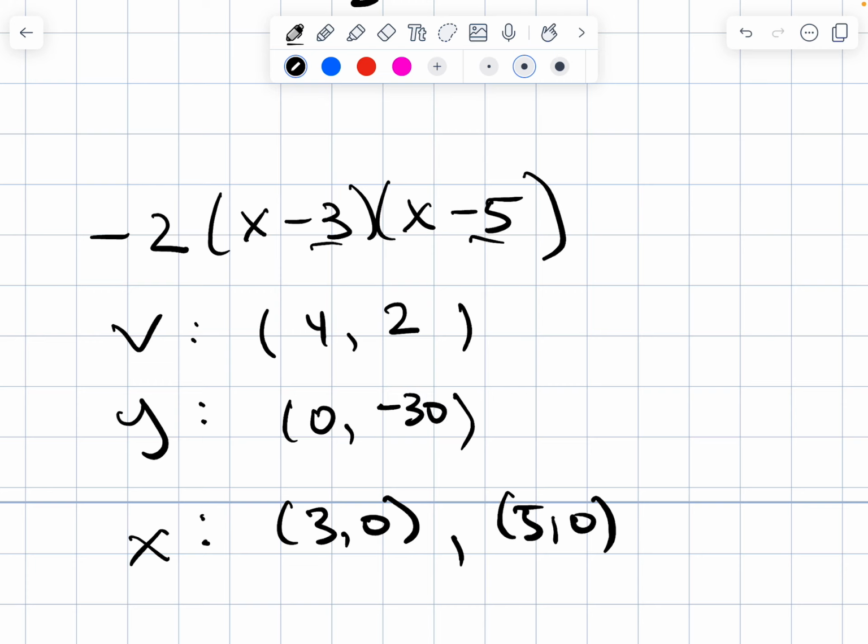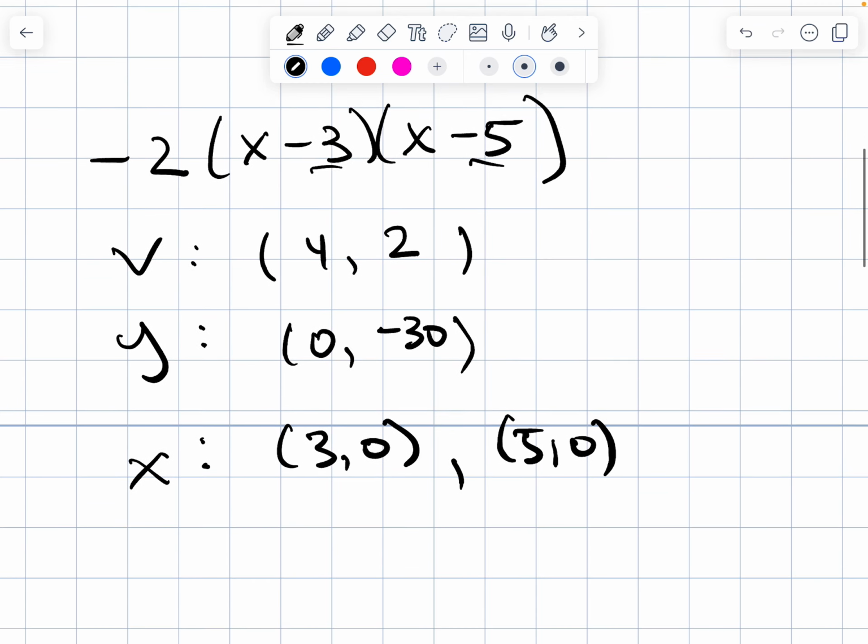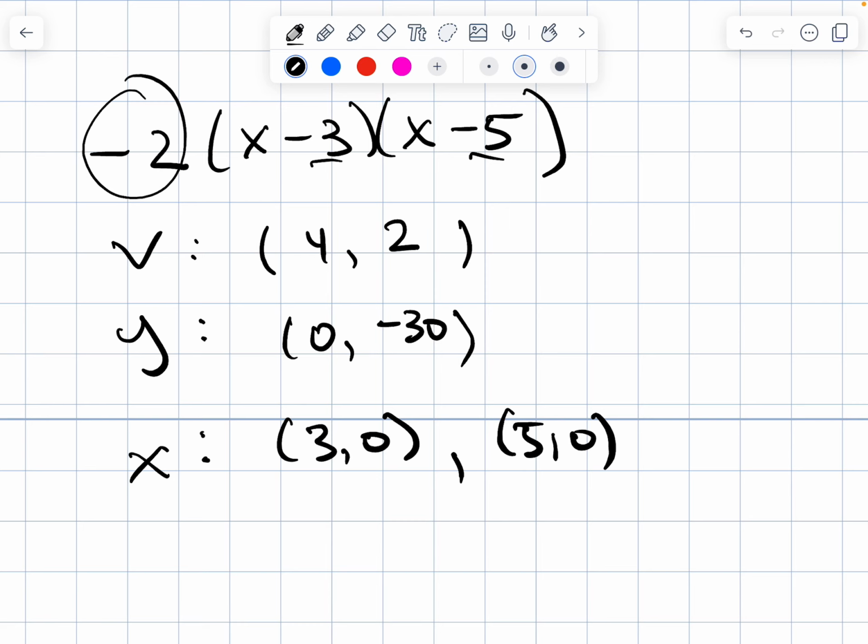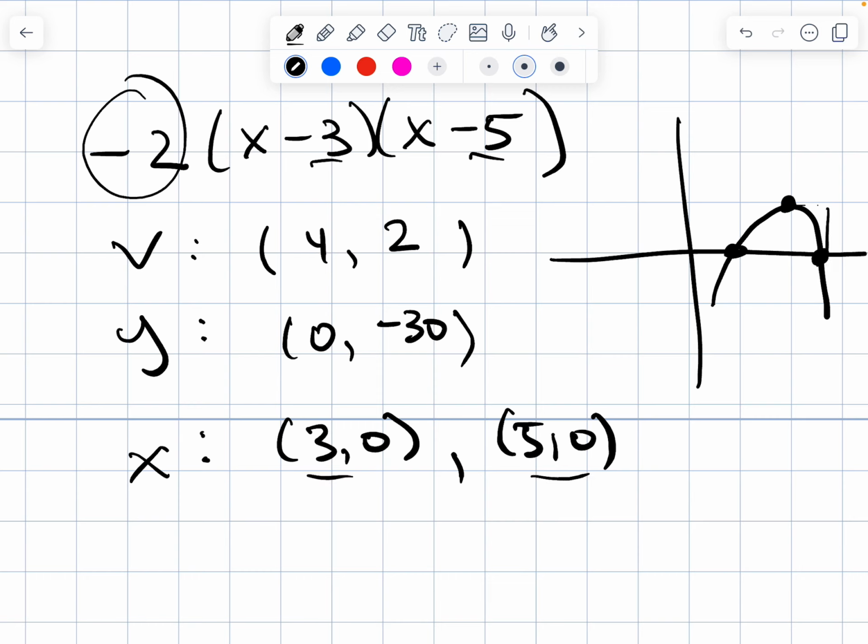And then you graph it. When you graph it, you always start with the vertex. And here, I've got that -2. So if I graphed this, I'd start at (4, 2). So it's going to look something like this. And then that -2 means I go over 1, down 2. Over 1, down 2. So I do that, and it should give me those x-intercepts. So that's a way of checking.